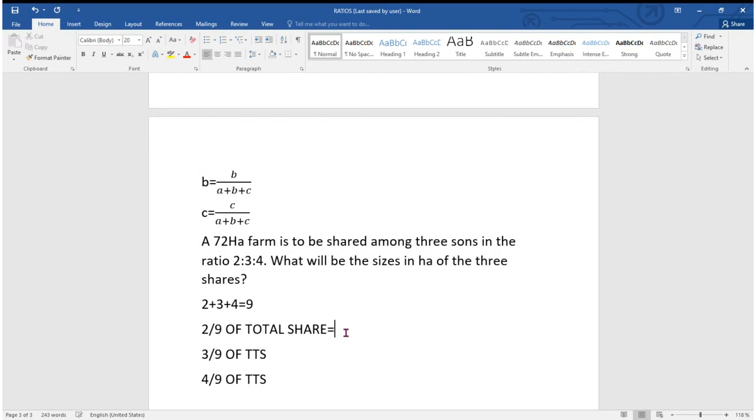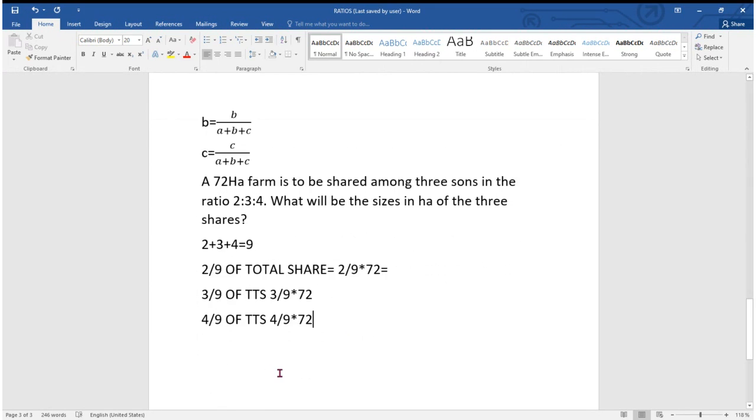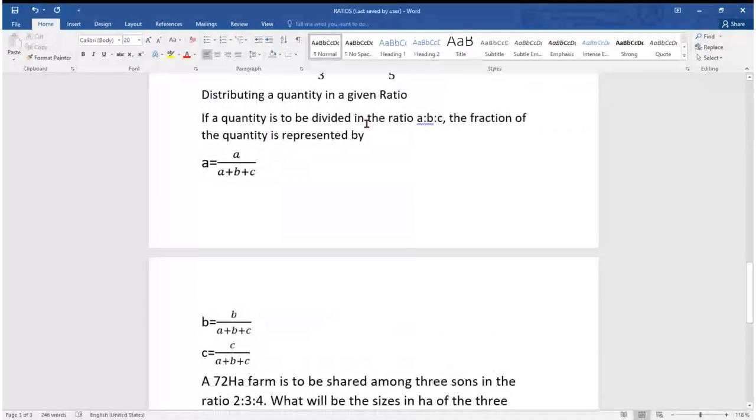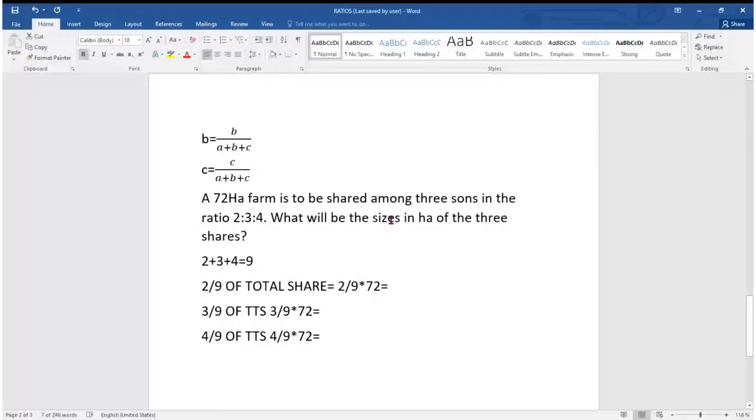Okay, so what does that mean? In this case, this is 2/9 times 72. You multiply by 72, and I'm sure you're going to get a certain answer. Here, 3/9, this one you will calculate. I am not solving this one. This one is 4/9, you multiply by 72. So this is how you distribute. Probably someone can give us the answers. So this is how to distribute a quantity in a given ratio. I'm waiting for answers. Your mics are on.